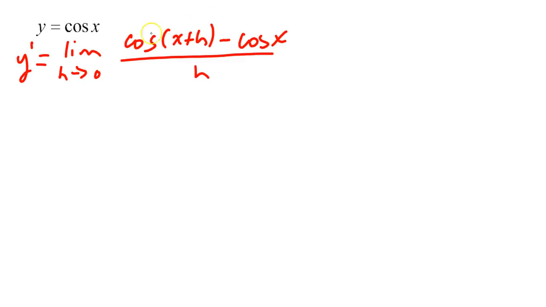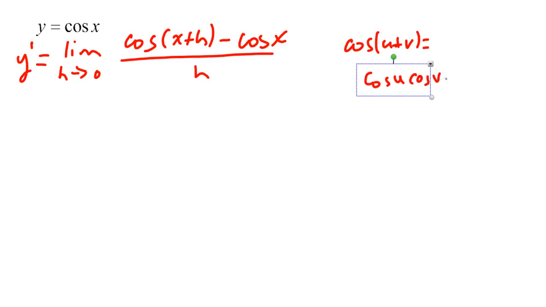Now, this guy right here, the cosine of x plus h. Well, back in pre-calc, you learned something called the sum and difference formulas for sine, cosine, and tangent. Well, here's a great application of that. As you recall, the cosine of any two angles added together, call them u plus v, is equal to the cosine of u times the cosine of v minus the sine of u times the sine of v. Well, in this case, instead of u's and v's, I've got x's and h's.